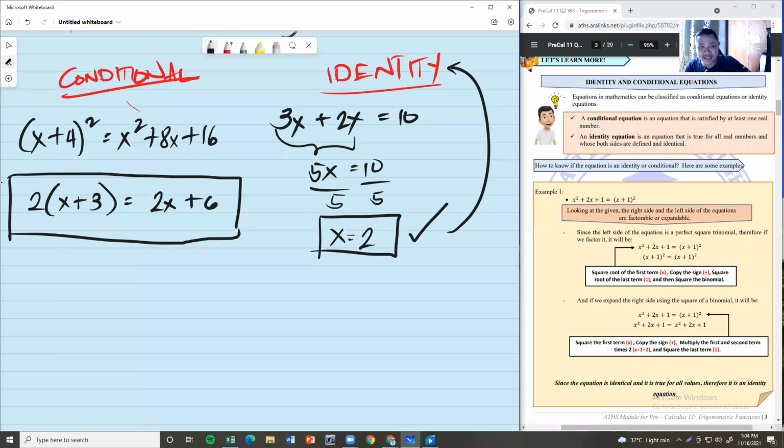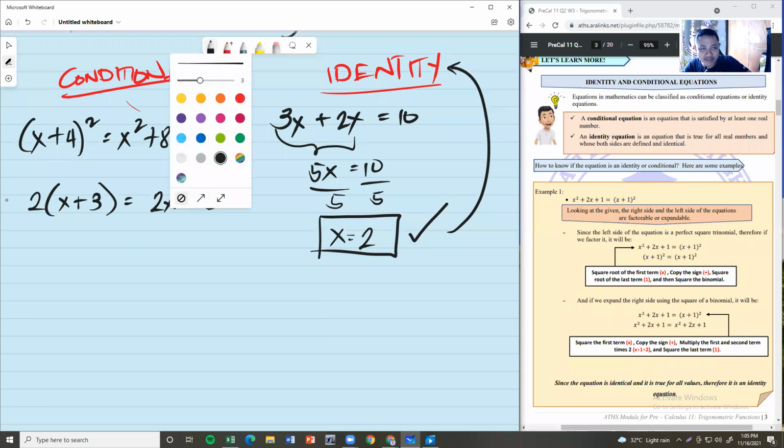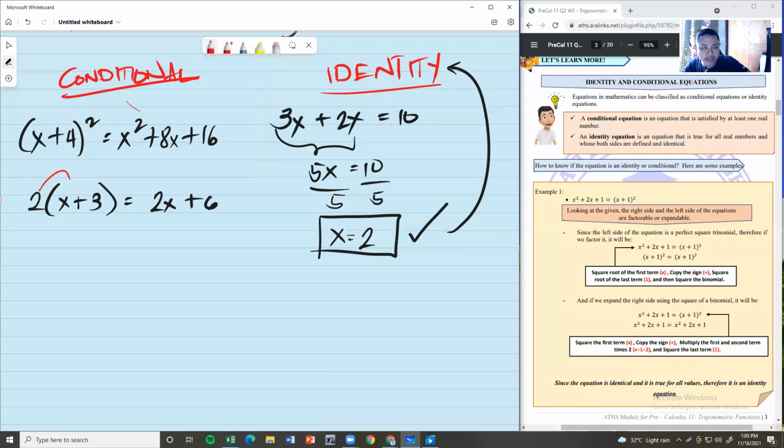So let's see if we can solve for the value of x in this equation. You know the process. Before we can solve that, we need to distribute 2x first to all the terms in the equation. So this will become 2x plus 6 is equal to 2x plus 6. Now, they are exactly the same. In short, if both sides of the equation are exactly the same, you cannot solve for the value of x.